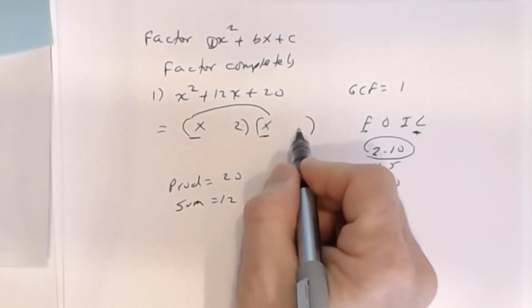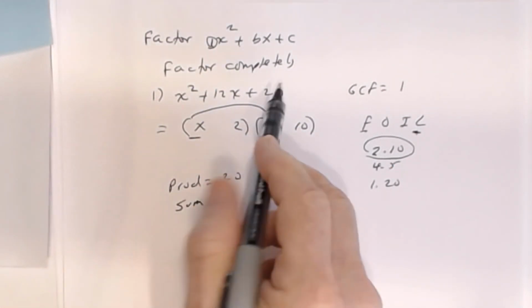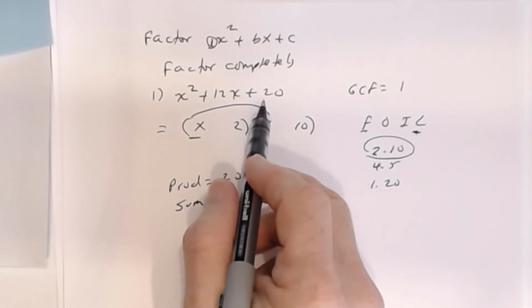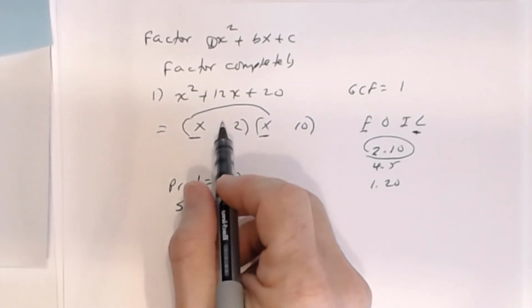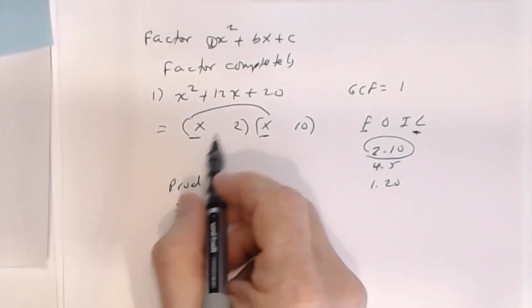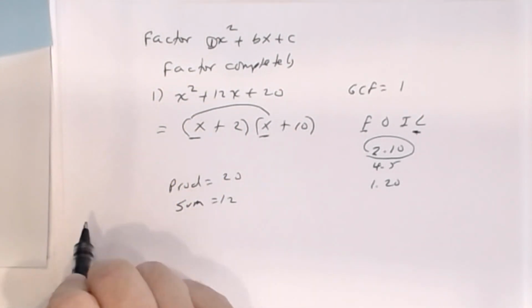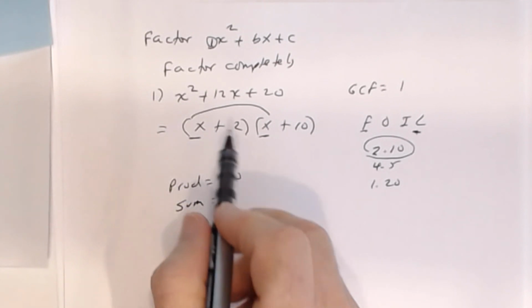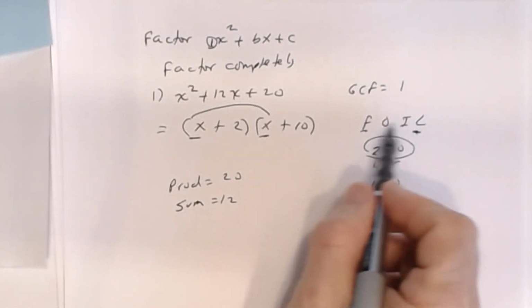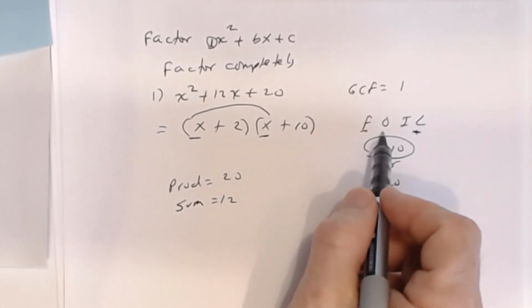So you put the 2 here and the 10 there. The last sign is positive, which means the signs in here have to be the same, and they're going to be that middle sign, so both positive. Before you say that's the answer, always check with FOIL again.